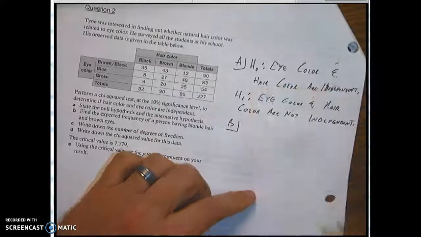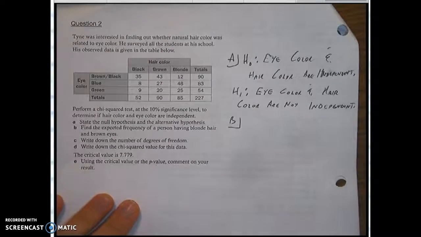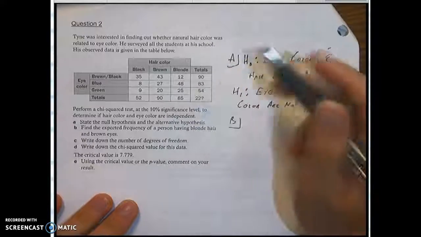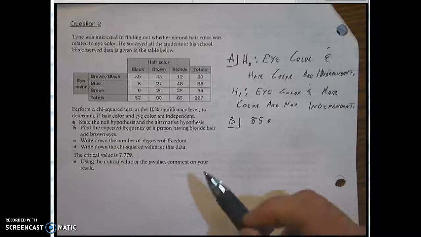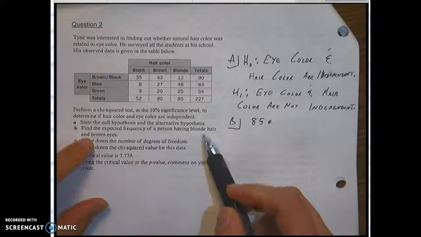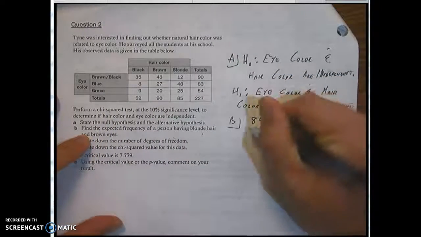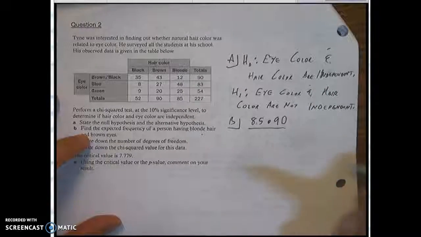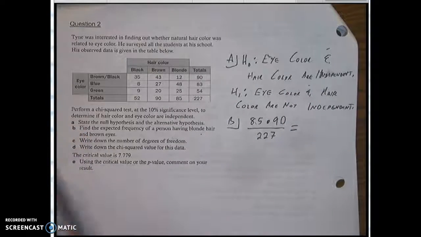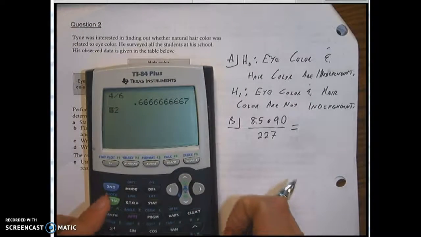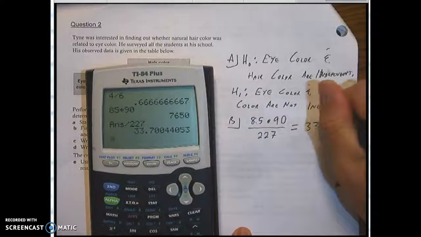Then in part B, we're supposed to find the expected frequency of a person having blonde hair and brown eyes. Well, the total of the blonde column is 85. The total for the brown eyes is 90. And we're going to multiply them together and divide by the grand total, which is 227. That will give us the expected frequency of 85 times 90 divided by 227, 33.7.